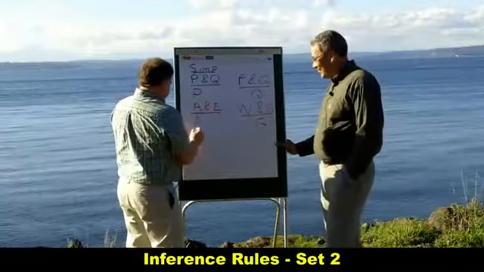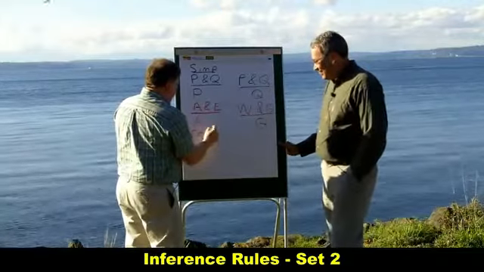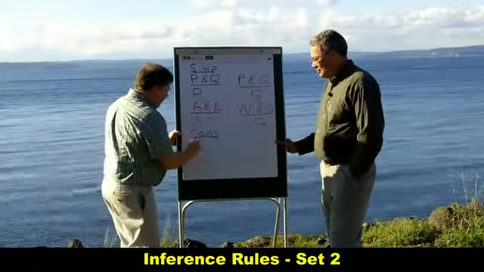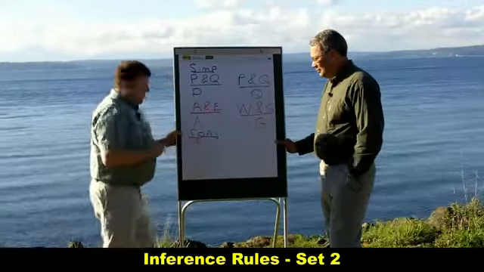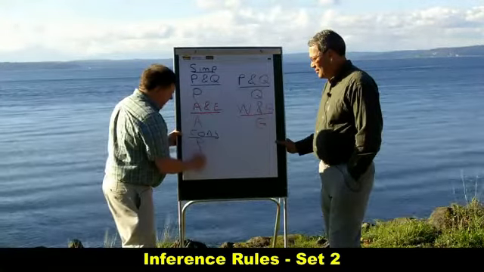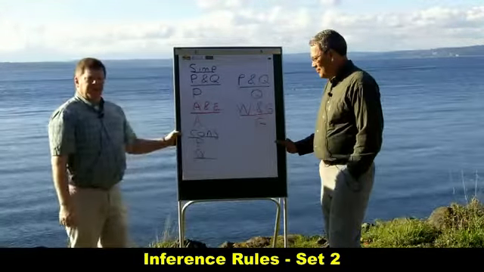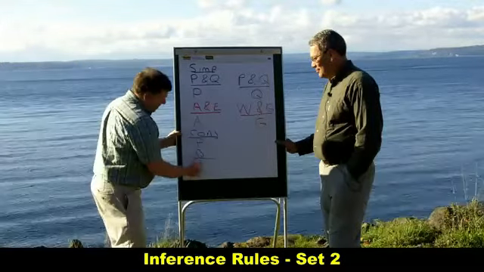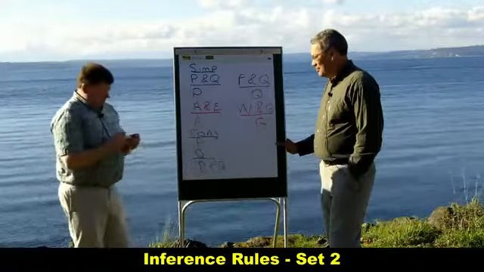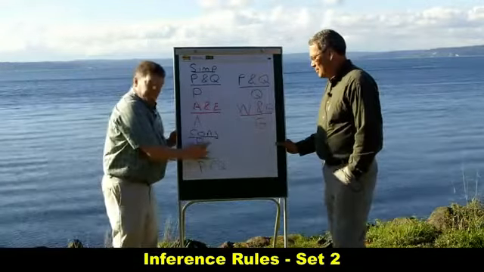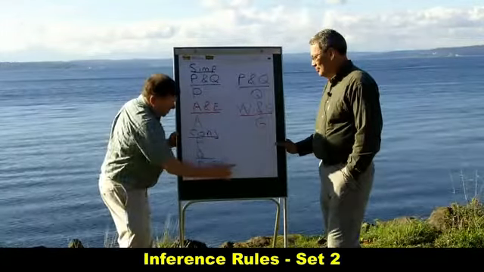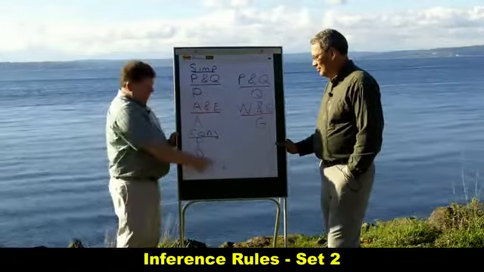No. The next rule is called conjunction, abbreviated CONJ. And conjunction says that if I have a line P and another line Q, that I may infer the conjunction of those 2 lines, P ampersand Q. In other words, I can take a line of a proof and another line of a proof, and I can join them together with an ampersand in the middle.